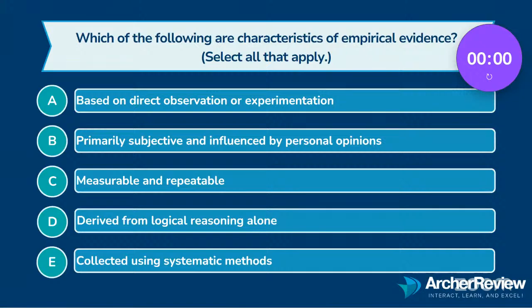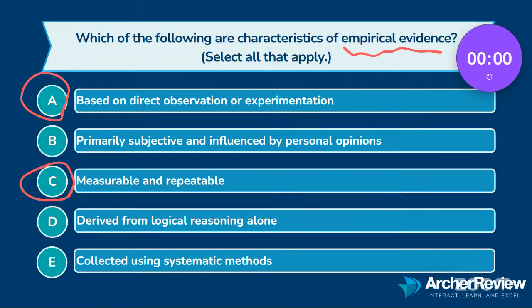So A, based on direct observation or experimentation. Now, remember that science as a whole bases its entire understanding on empirical evidence. Empirical evidence is evidence derived from experiments or direct observation. So that's kind of the meaning of empirical evidence. Then C was our next correct one. Remember that it needs to be measurable and repeatable. So we have to have data, something that we can measure so that someone else could come along and repeat that experiment and potentially have the same results.